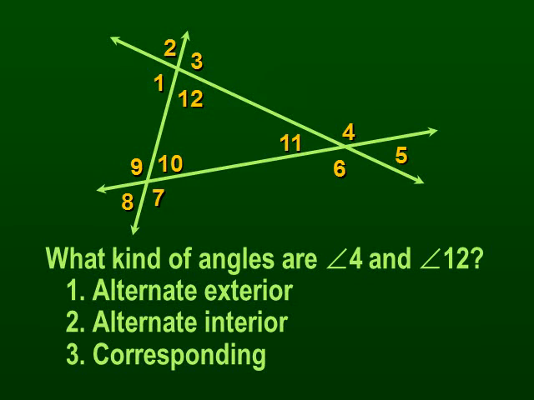So since they're opposite, we already know they're not going to be corresponding. So they're either going to be alternate interior or alternate exterior. And if you use your imagination and kind of stretch out those other two lines, you'll see that they are on the interior. So the answer is number 2.